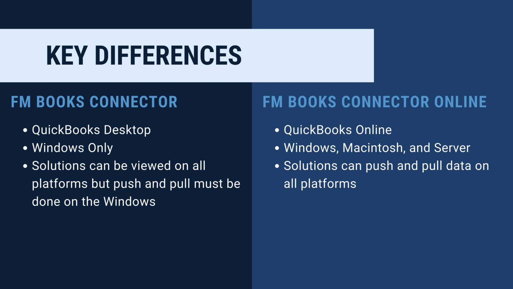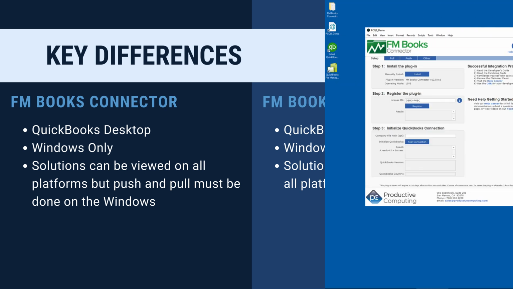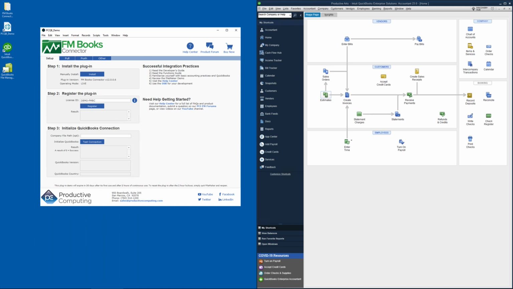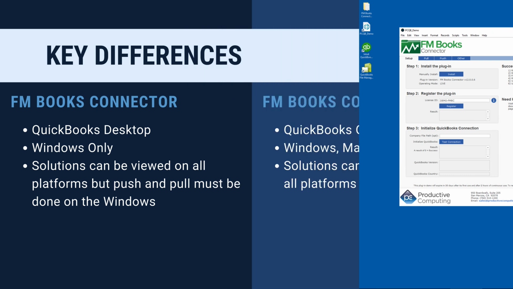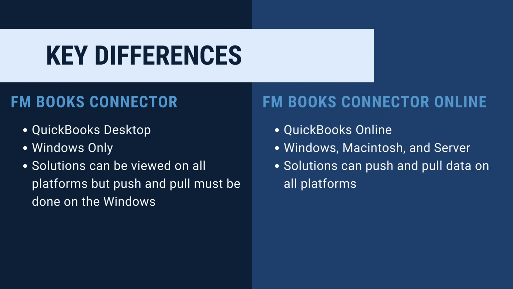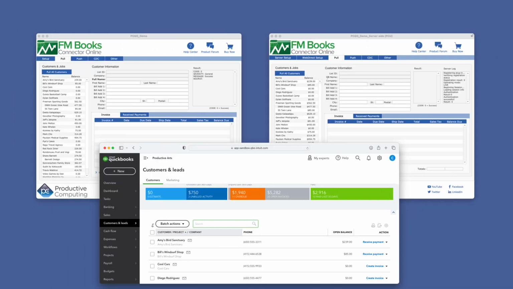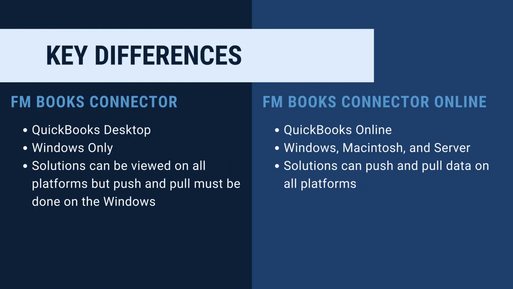There are some key differences between the two plugins. FMBooks Connector works only with QuickBooks Desktop version. It also only works on Windows. Solutions can be viewed on all platforms, but push and pull must be done on a Windows machine. FMBooks Connector Online works only with QuickBooks Online. It can be used with Windows, Macintosh, and a Claris FileMaker server. Solutions can push and pull data on all platforms.